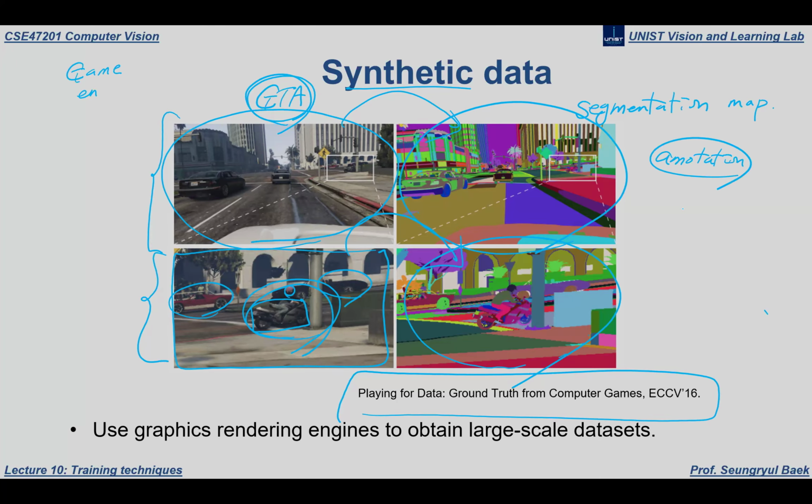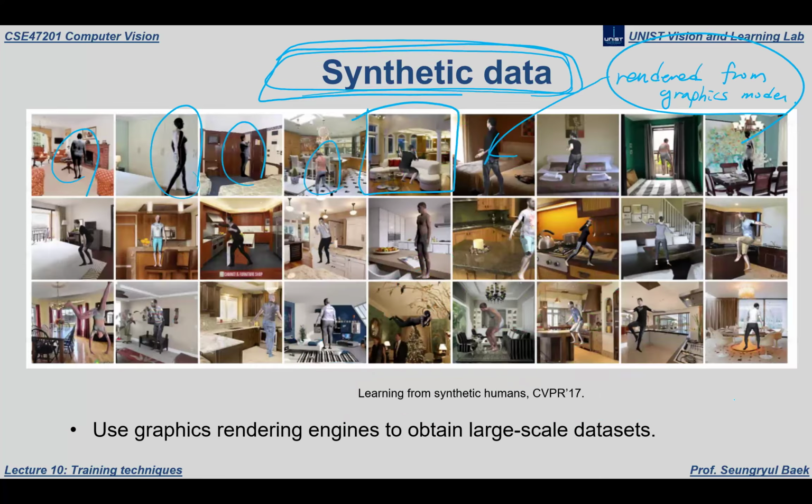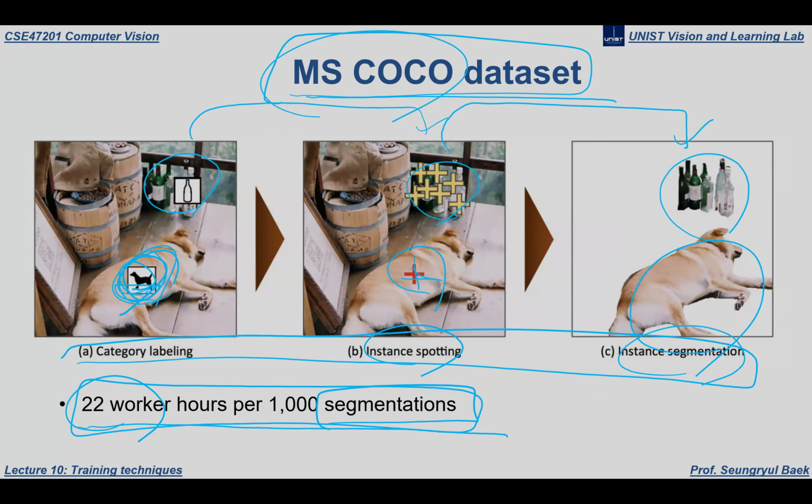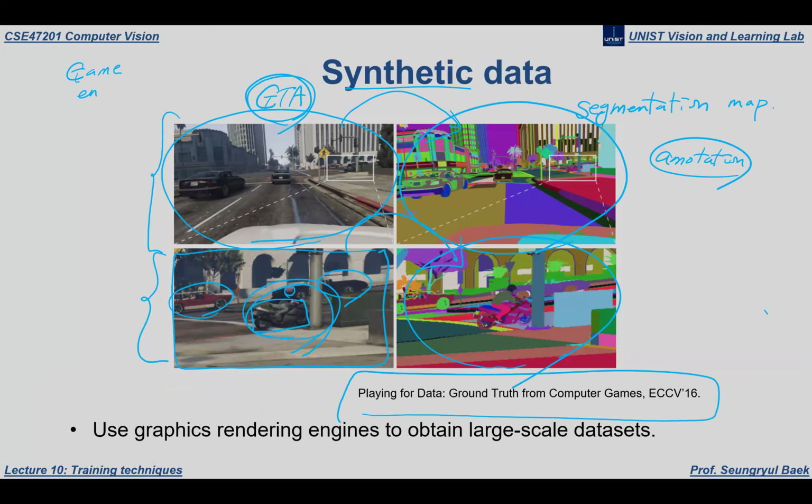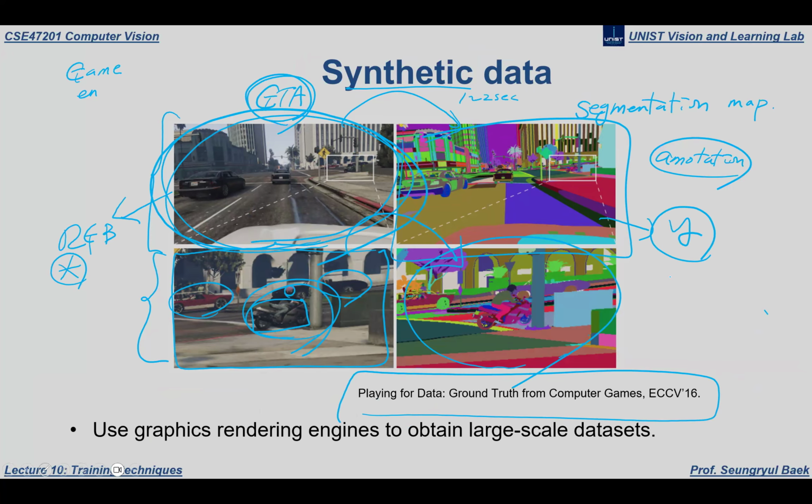So using the merit of the game engine, obtaining this annotation for synthetic data becomes very fast. With crowdsourced resources, we need to involve very many resources to make the annotation, especially for segmentation. But it takes only 1 or 2 seconds to render this image from the game engine. And we can use this as the RGB image, the input image X, and use this as the Y label. So this is the merit of synthetic data.